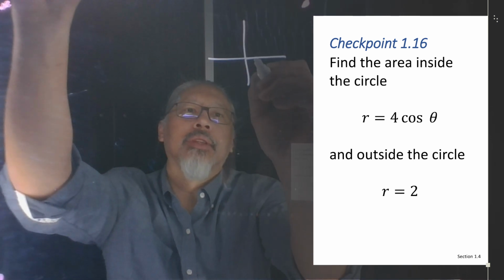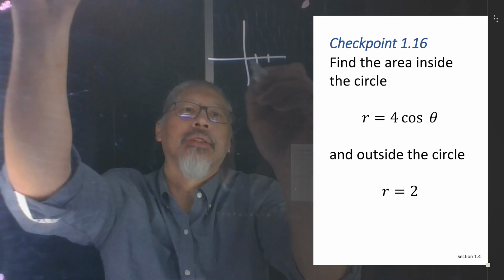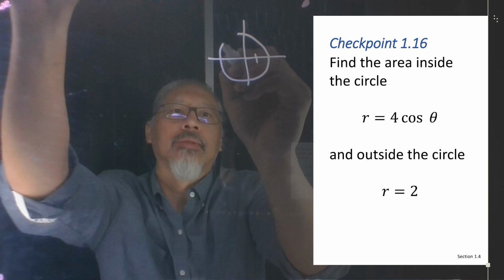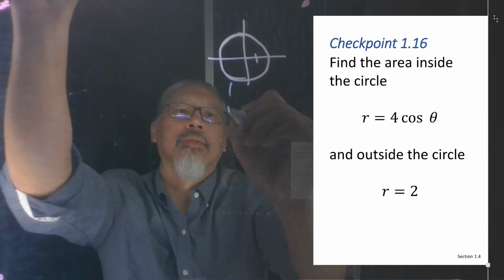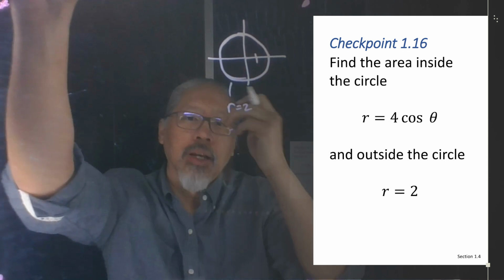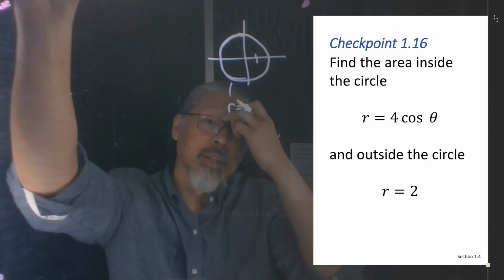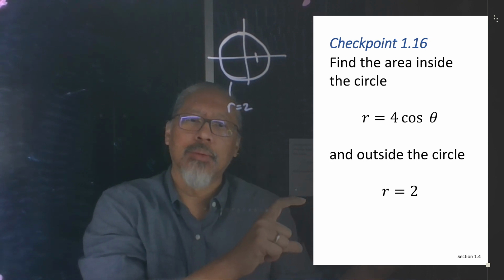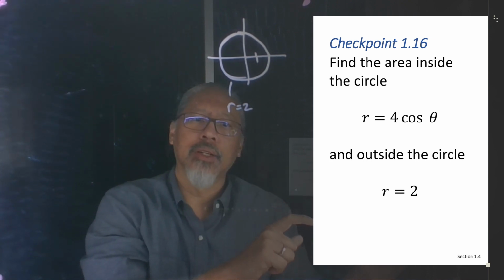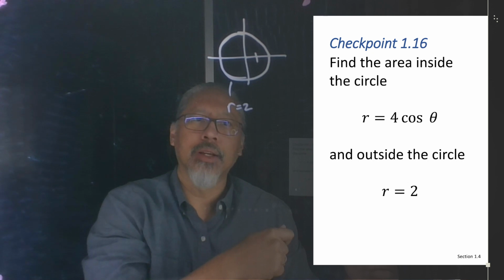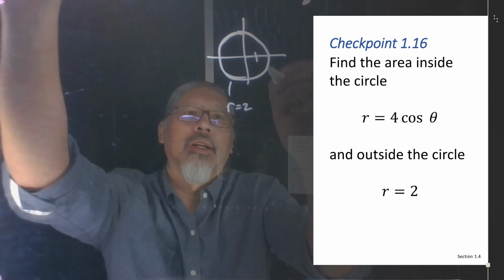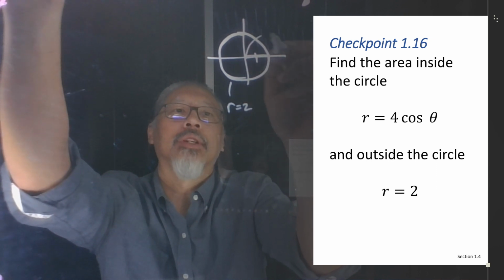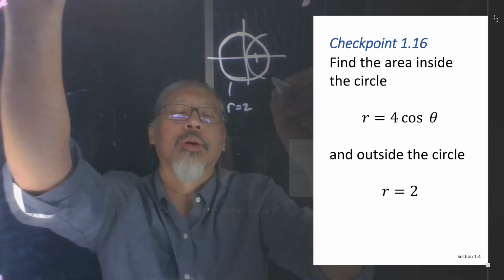r is equal to 2. I think that one's pretty straightforward: a radius of 2 from the center. And then the next one is the cosine, and I believe the cosine is going to be a circle shifted to the right, and it has a radius half of 4, so that's a radius of 2. So the radius will come from the origin, and I think it'll look something like this.